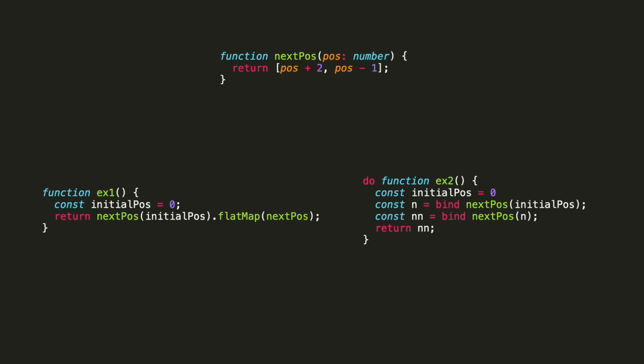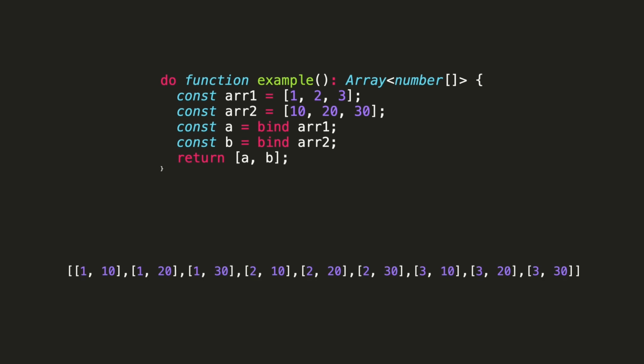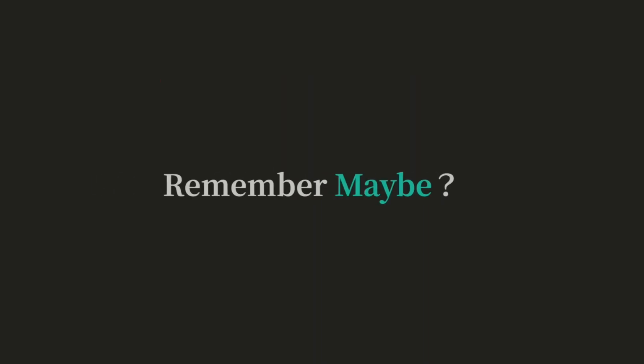Having looked at a simpler example, let's return to our initial example. Here's what the function will actually return. Can you figure out why? With arrays out of the way, let's look at another very common monad, maybe.